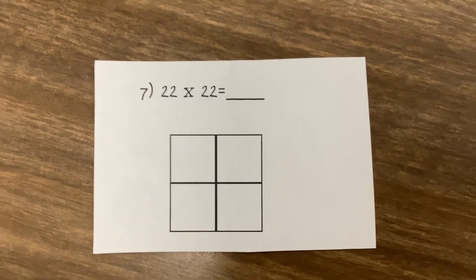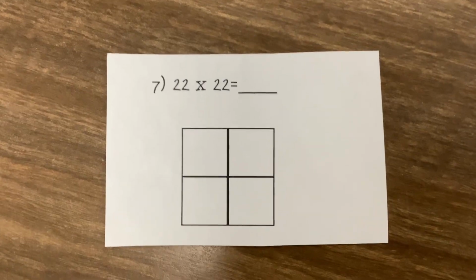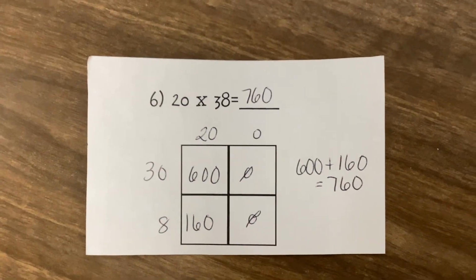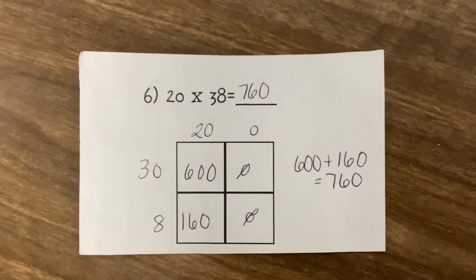So I would do like an easier one and a harder one, and then the next day switch, so I could see where there were misunderstandings. And then here's an example of what it would look like when it was filled out.